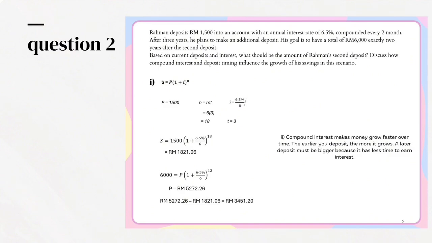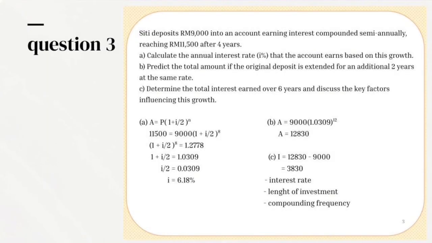For the short discussion, compound interest makes money grow faster. This means earlier deposits grow more. Since the second deposit is made later, it has less time to grow, so it must be larger to reach the same future value.